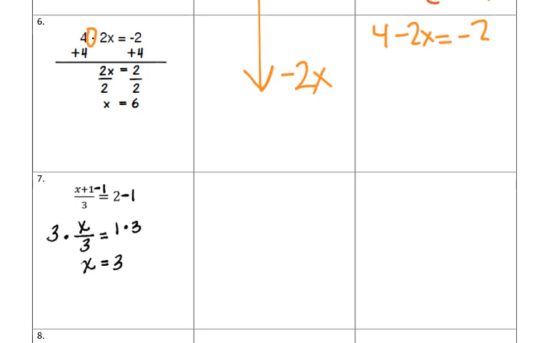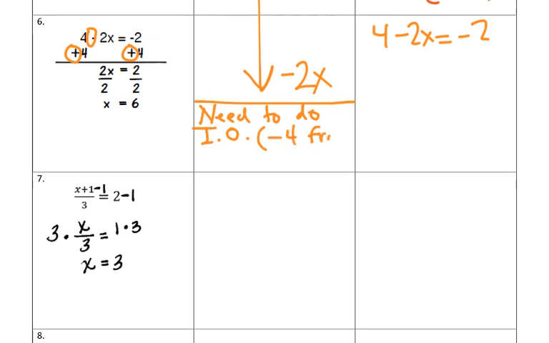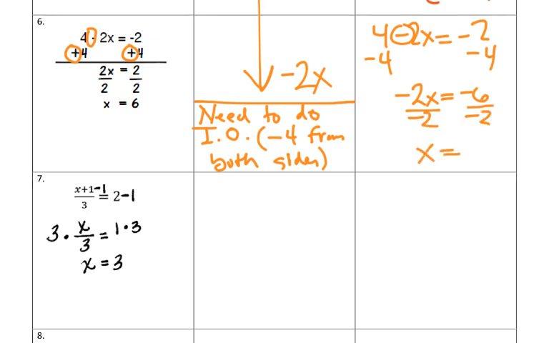Okay, now what else did they do? Because I just spotted the second mistake. I got so wrapped up in the first mistake I forgot the second. That 4 is a positive 4, so here's where we made our other mistake. Okay, we need to do the inverse operation. So instead of adding 4, subtract 4 from both sides, because they didn't do that. So I subtract 4 from both sides, keeping the negative with the 2x. So negative 2x equals negative 6, divide by negative 2, and we get x equals positive 3.